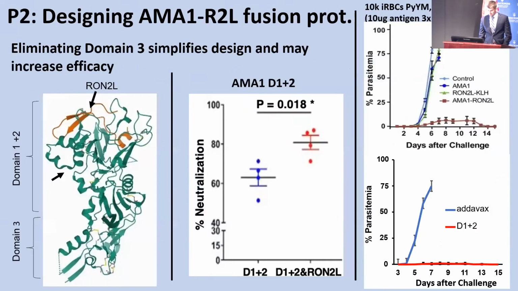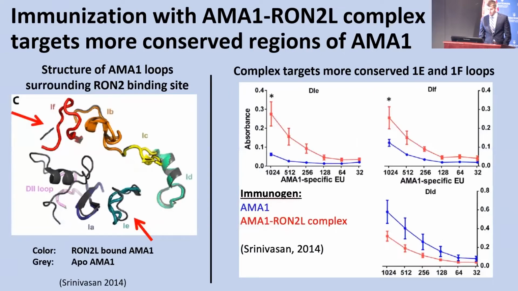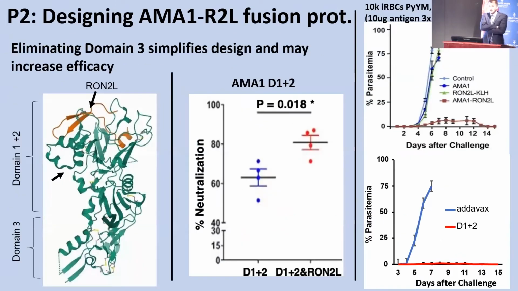I'm just going to skip these slides for time. We'll take a quick look here on the right. This is looking at a falciparum challenge of Aotus monkeys challenged with AMA1 in blue as compared to the AMA1-RON2L complex in red. And you see a significantly delayed patency, or development of parasitemia, in the AMA1-RON2L complex group as compared to the AMA1.